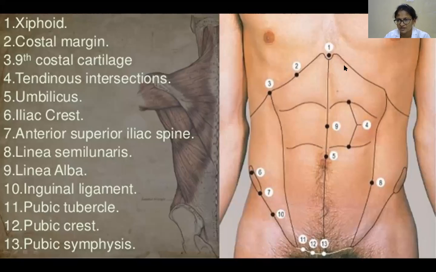Number one is the xiphoid process of the sternum. Next, these two are the costal margins, the right and left costal margins. These costal margins are formed by the costal cartilages.